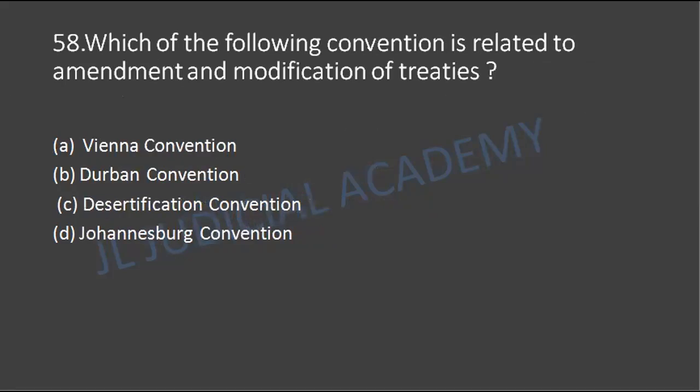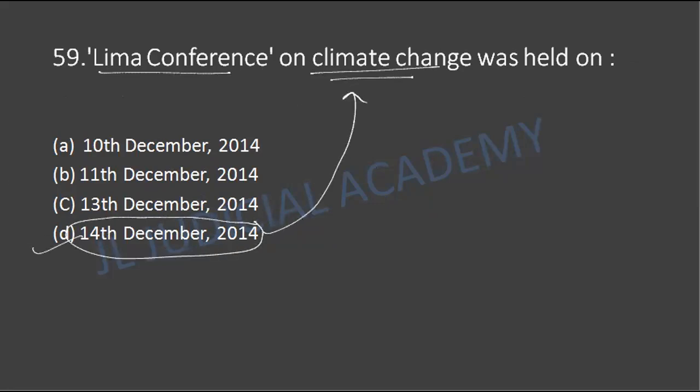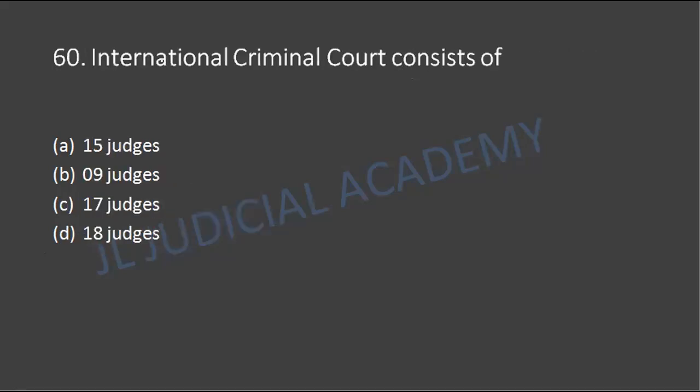Next, which of the following conventions is related to amendment and modification of treaties? Vienna Convention. Next, the Lima Conference on Climate Change was held on 14th December 2014. Next, the International Criminal Court consists of how many judges? 18 judges.